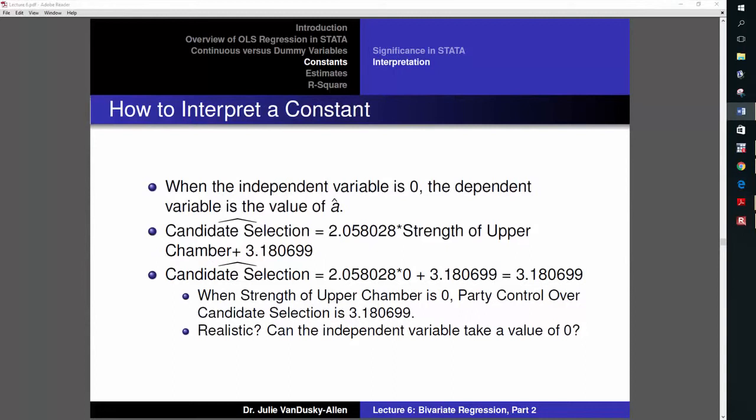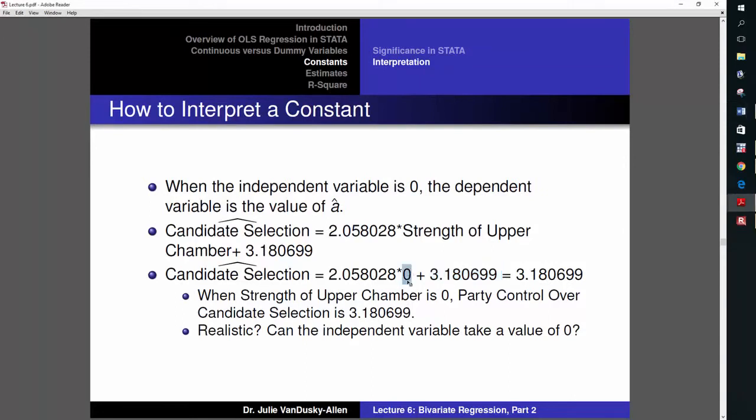In addition, what A hat tells us is the value of the dependent variable when the independent variable is 0. So based on our regression equation, we could say when strength of upper chamber is 0, party control over candidate selection is 3.180699. This is a realistic prediction because strength of upper chamber can actually take on a value of 0.